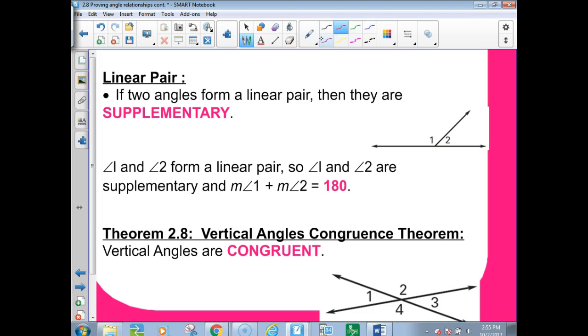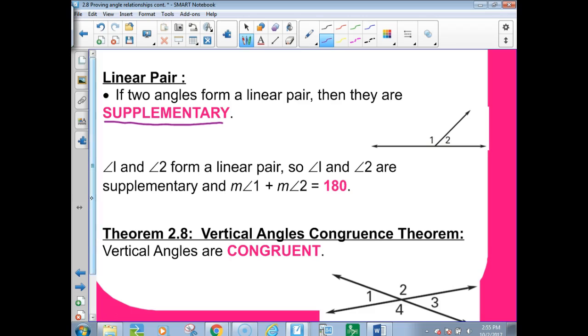We have talked about the linear pair repeatedly. If two angles form a linear pair, then they are supplementary. If angle 1 and 2 form a linear pair, since angle 1 and 2 do form a linear pair, angle 1 plus angle 2 add up to 180. That's the supplements theorem, when you get to say that.